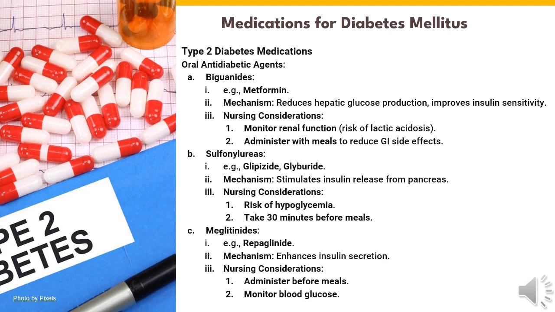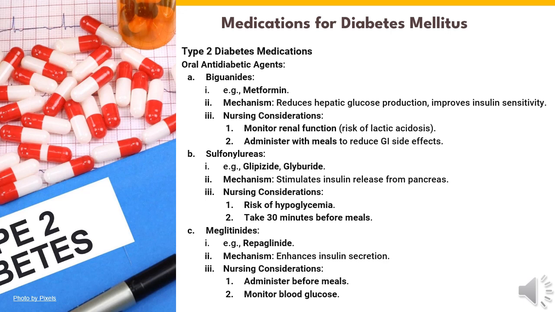Now, for biguanides, there are many classes, but we'll talk about this. I'll send you the notes. For biguanides, the primary example is metformin, which works by reducing hepatic glucose production and improving insulin sensitivity. General nursing consideration for this drug: monitor renal function due to the risks of lactic acidosis, and administer with meals to mitigate gastrointestinal side effects.